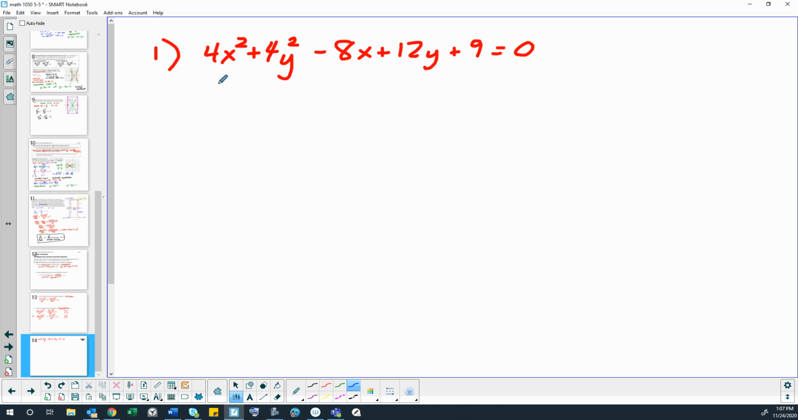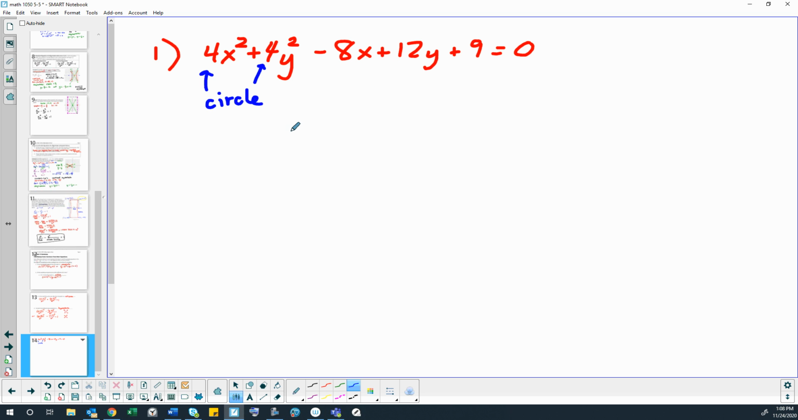So let's identify this particular conic section by looking at the x squared and y squared. Obviously we have two terms with a variable squared. That means this is not a parabola. Then we look at the coefficients and they are both 4s. That tells us that this is a circle.